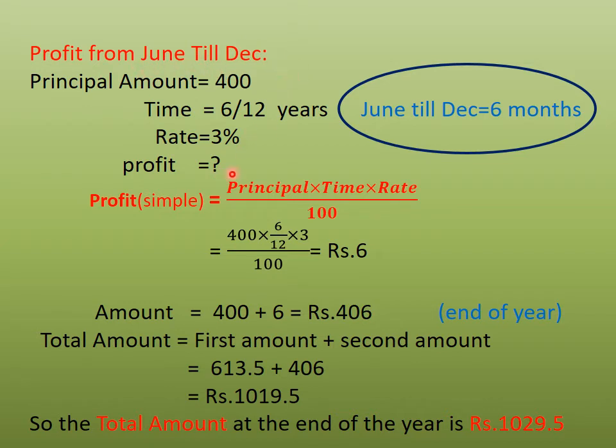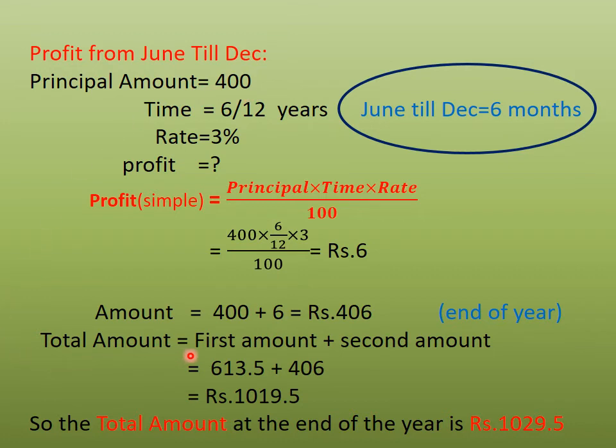So now write the formula. This is the formula. Put all the given values in the data and the profit is rupees 6. So when he invested 400 rupees, he will get rupees 6. Now amount would be actual amount plus profit. So answer would be 406. So this is the total amount at the end of the year when he invested his amount at the end of June.